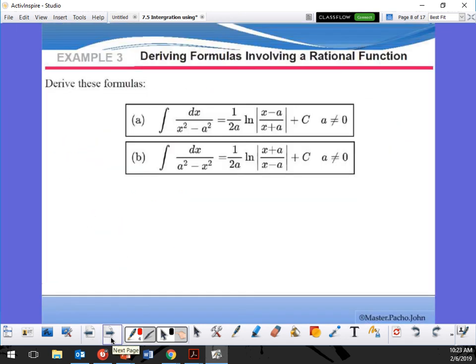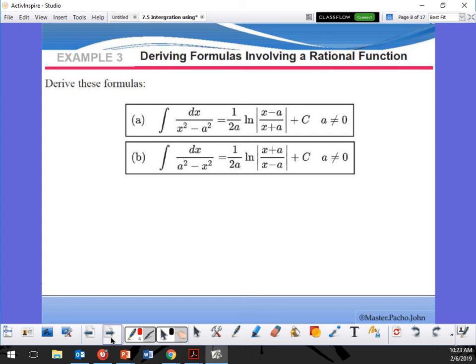All right. Okay. So for this right here, deriving formulas using rational functions. Derive these formulas. If we're going to do this, we don't actually need any numbers for this, do we? No, we don't. We don't need any numbers because we could actually just do this every time. Aren't those differences of squares? When I factor those, they are differences of squares, right?